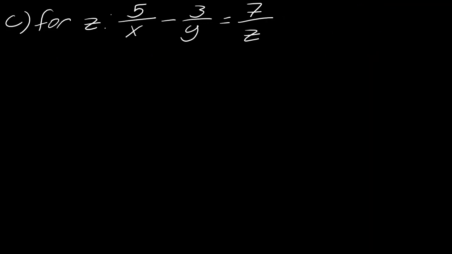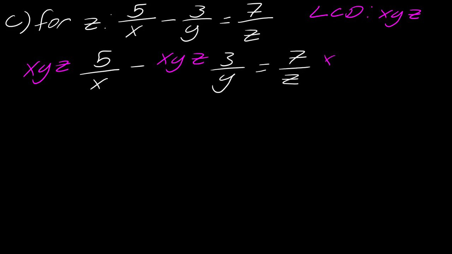Okay, so once again, now my LCD is going to be XYZ. So let me go ahead and set this up so I can make my cancellations. Okay, so the X here will cancel out, the Y here will cancel out, the Z here will cancel out. So let's see what I'm left with.